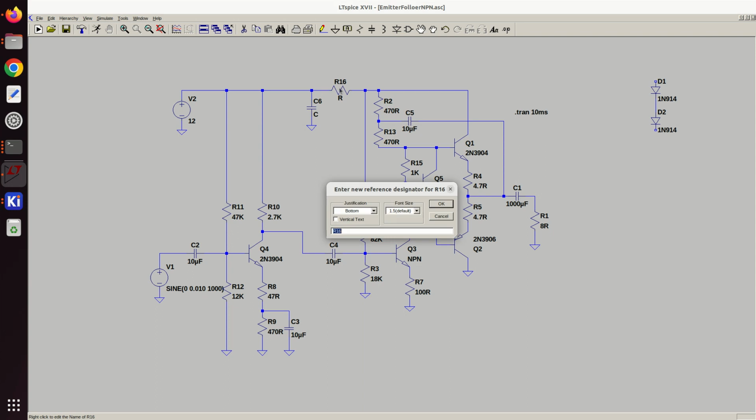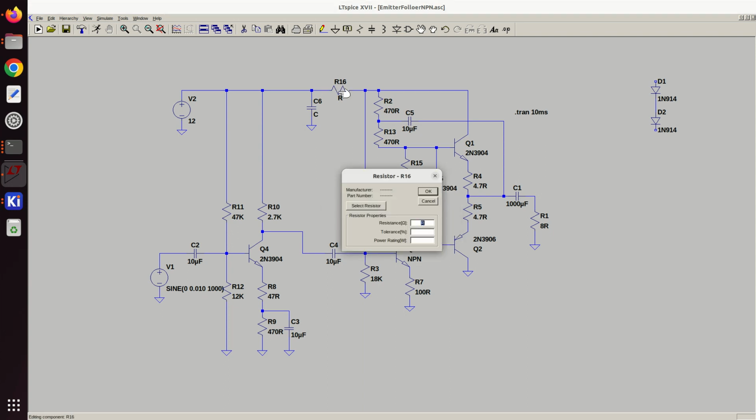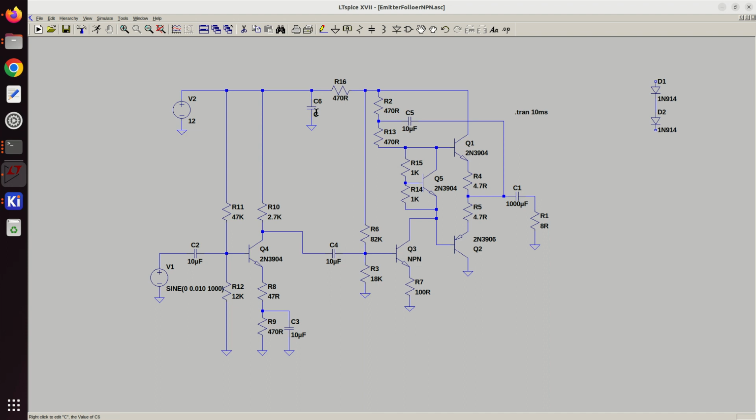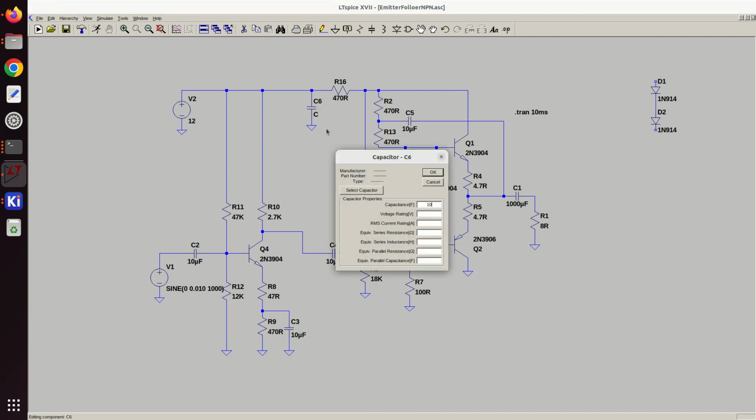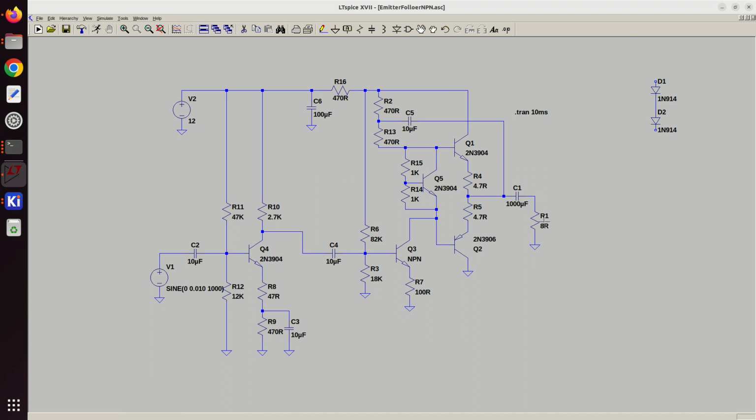So I'm going to make this 470 ohms. Make this 100 microfarad. Actually, there's another thing to it. I've seen it done where you put like a 4.7K and a 0.1 to ground here. It might help a little bit with noise in the system.